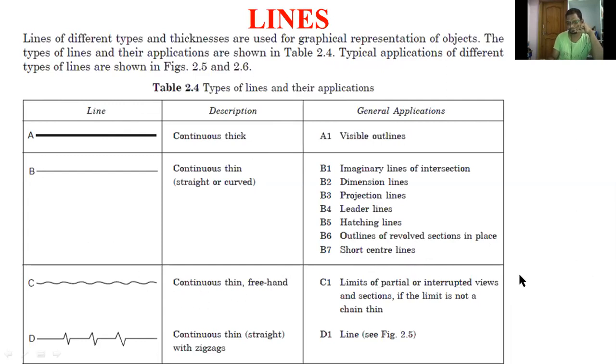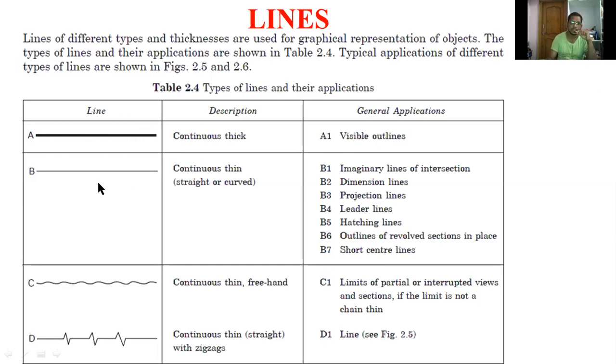Okay, first type line A, type A line. This is a continuous thick line. So this thick line indicates outside visible edges and visible outlines. This thick line is used for visible outlines and visible edges.